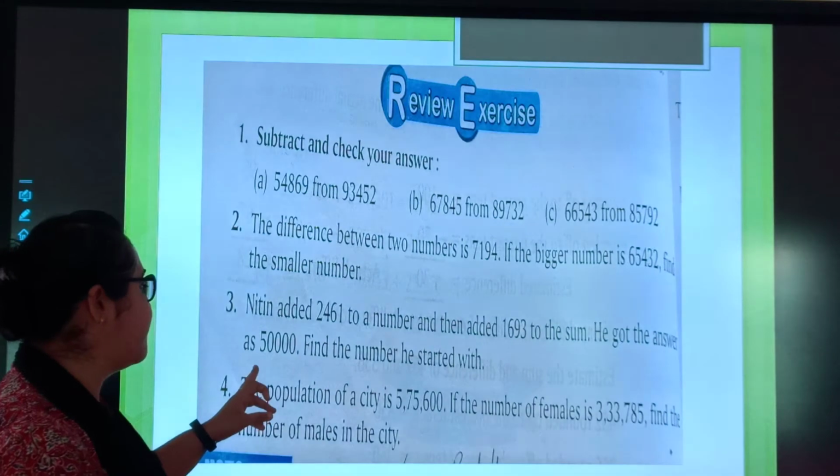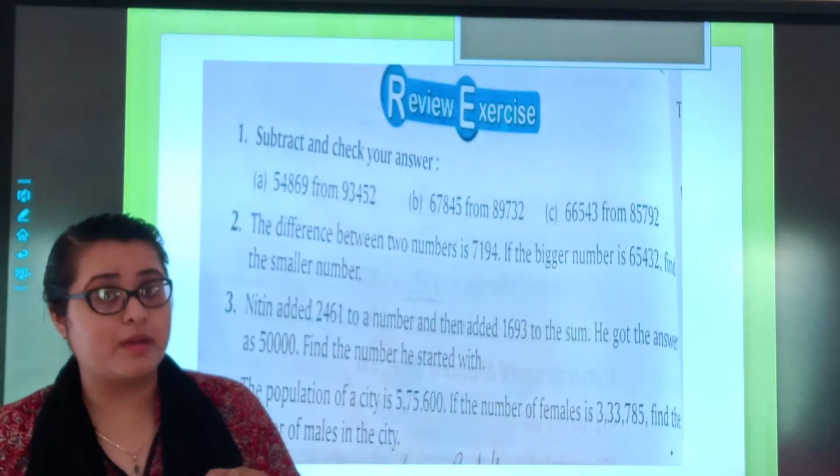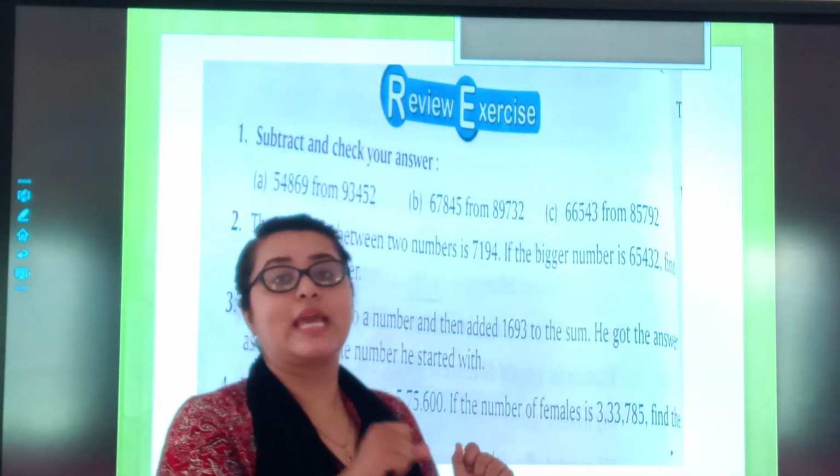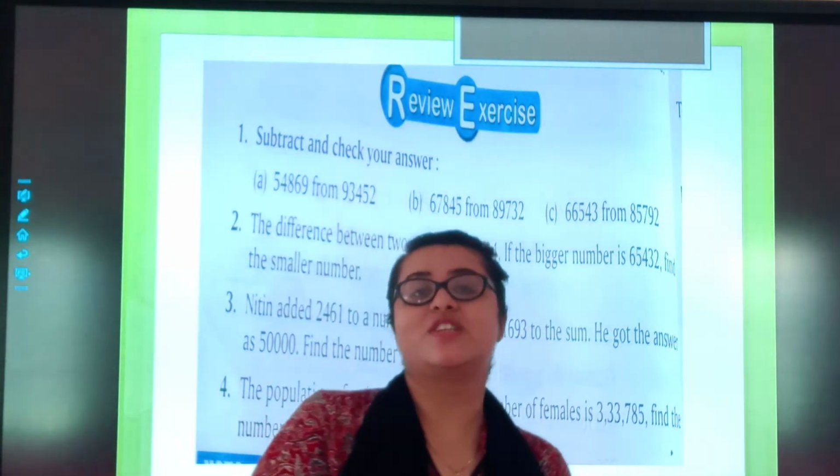Nitin added 2561 to a number and then added 169 to the sum. He got the answer 50,005. He started with a number. Oh, this is tricky, but I know my students will solve it very well.